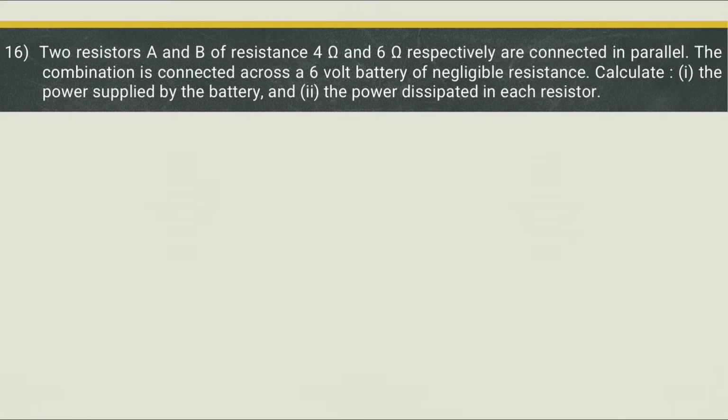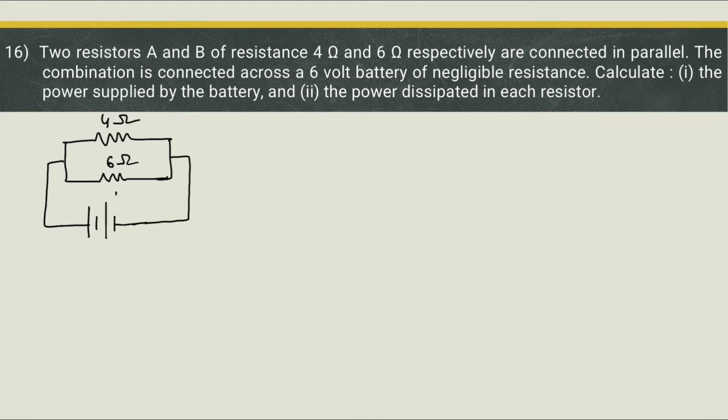16th, two resistors A and B of values 4 ohm and 6 ohm are connected in parallel and the combination is connected across a 6-volt battery of negligible resistance. So here we have one resistor 4 ohm, second resistor of value 6 ohm, and that is connected to a 6-volt battery of negligible resistance. So we can neglect the internal resistance of the battery. 6 volt is the potential difference or EMF. Calculate the power supplied by the battery.